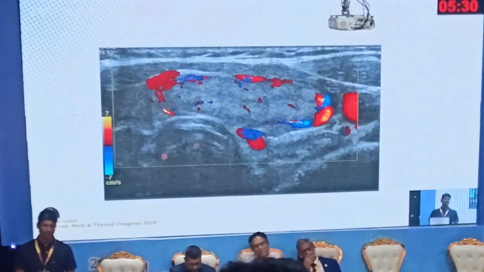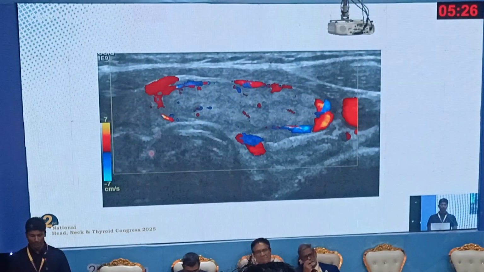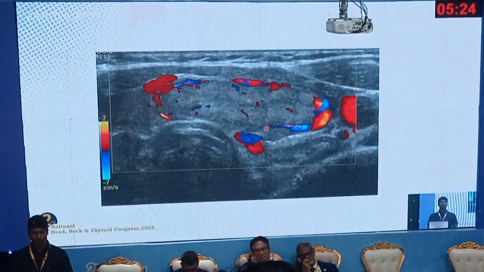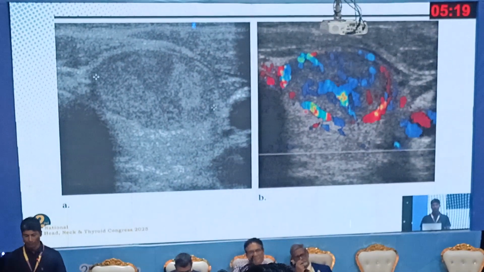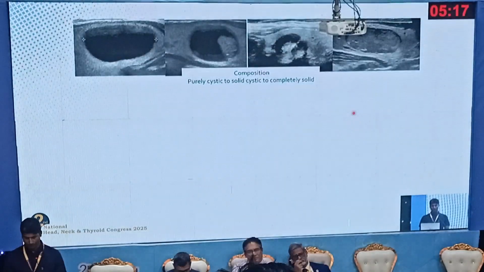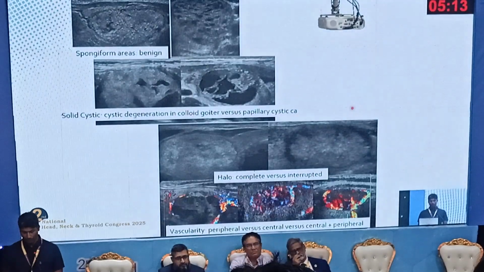And for calcification, there are no points. It only helps us determine whether it is solid or debris in a cystic component. So you can see there is a solid nodule with peripheral and central calcification. So these are the various categories which I have explained to you.